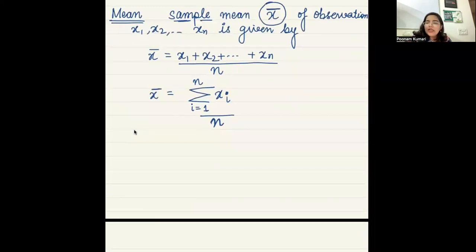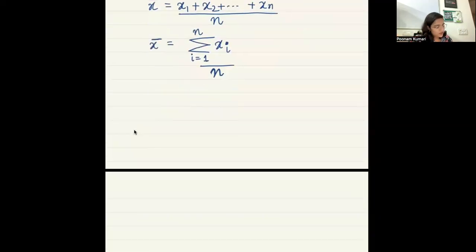How do you find population mean? We understand the difference between population and sample. Population is whatever phenomena or process you are discussing. If you have all those values with you, that is population data. And if you have only a subset of that population, that is called a sample. So population mean. How do you calculate population mean? Population mean is usually represented by a term which is called mu.